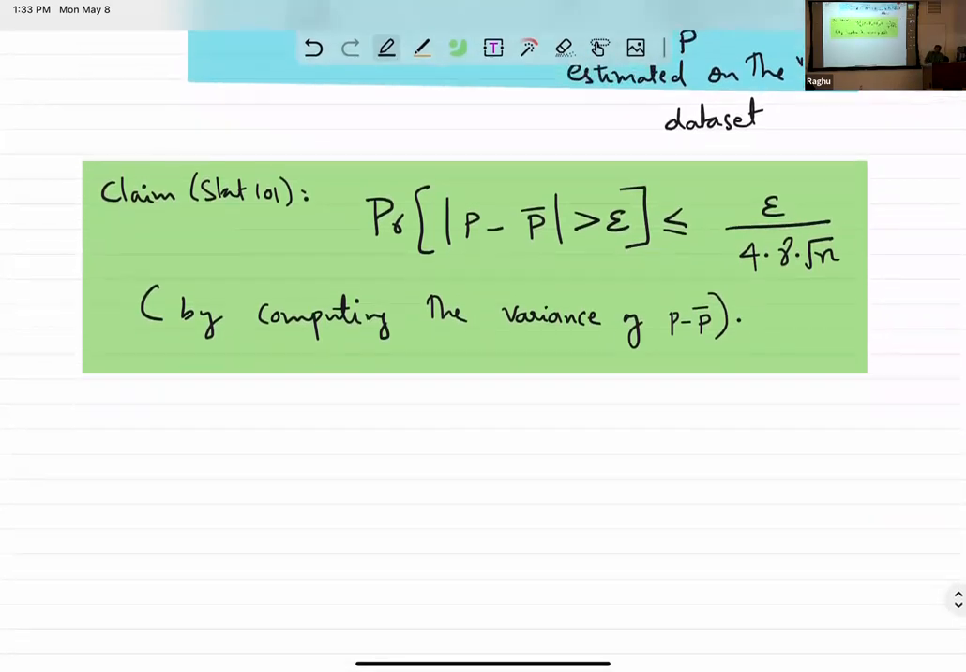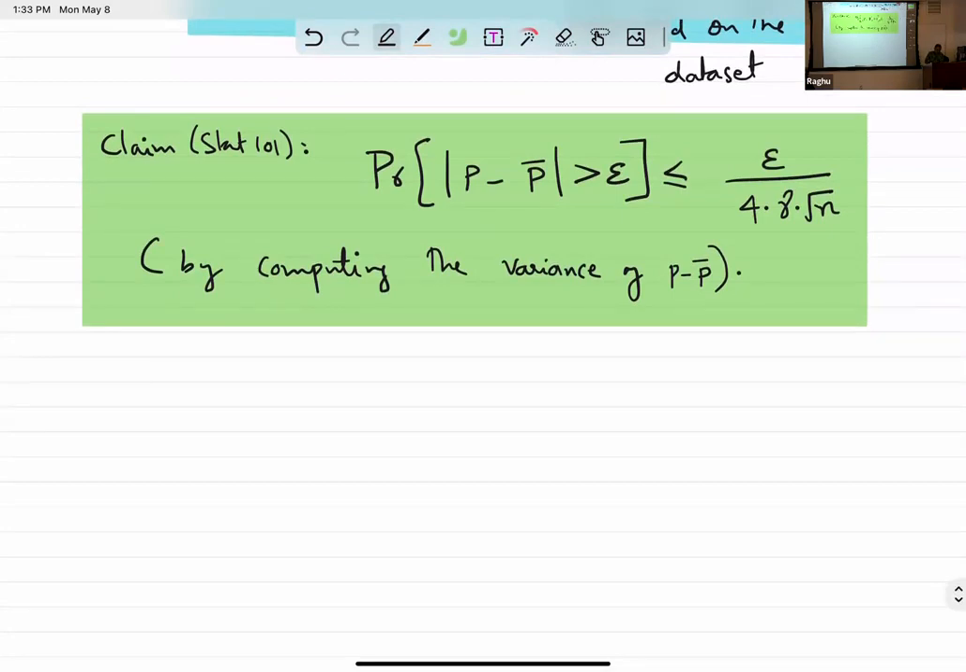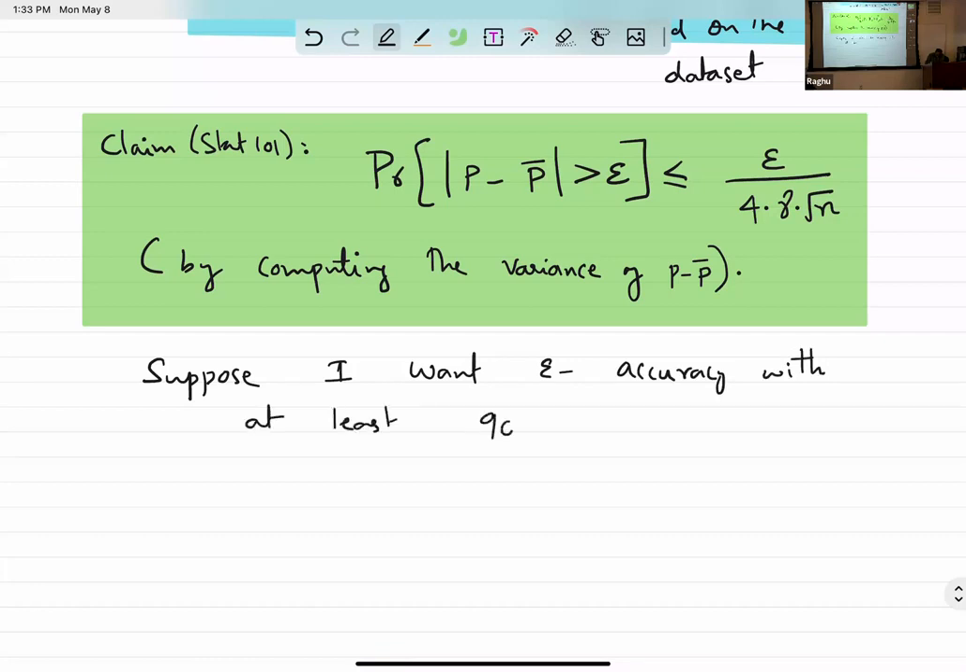And just to get a sense, suppose I want epsilon accuracy with at least 90% chance. So I want to make sure that my accuracy is going to be within some epsilon, like let's say 0.01 or 0.1 or whatever, with at least 90% chance. I want to say with reasonable certainty, my estimate is going to be close to the true estimate within some error.